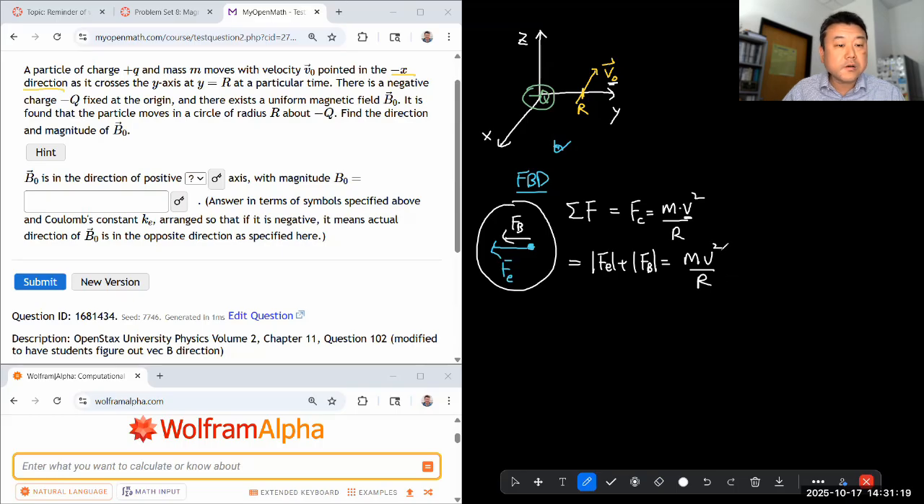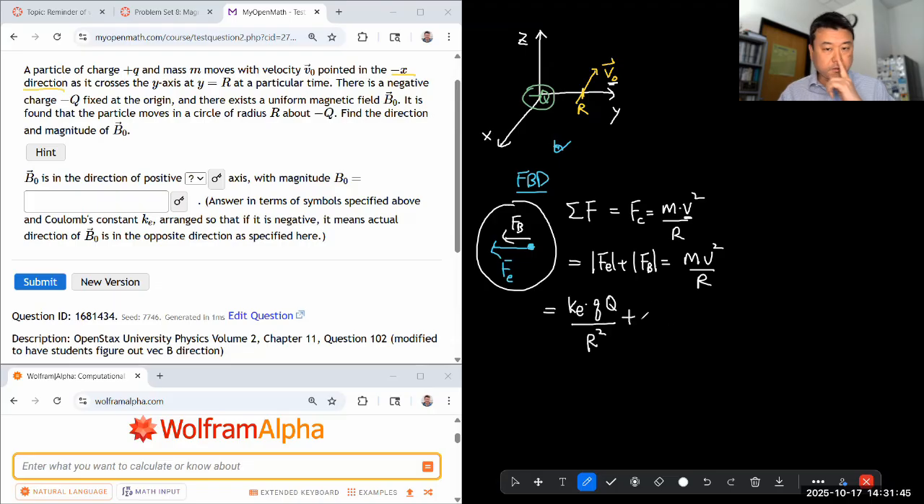And what am I looking for? I'm looking for the value of the magnetic field, so I need to expand out the left hand side a little bit more. I need the electric force from Coulomb's law, which is the Coulomb constant times, for the magnitude, just the product of the magnitudes of charges, small q times the big Q. I already handled the direction, divided by r, the distance squared. That's the electric force.